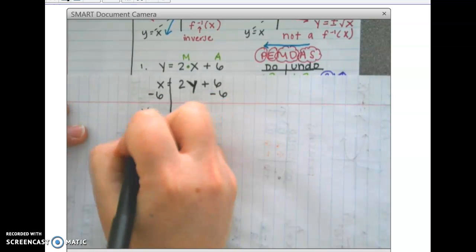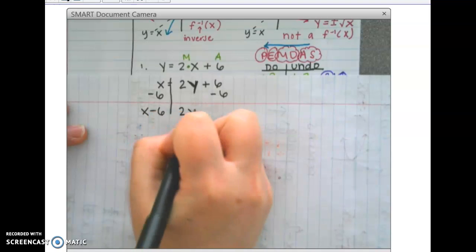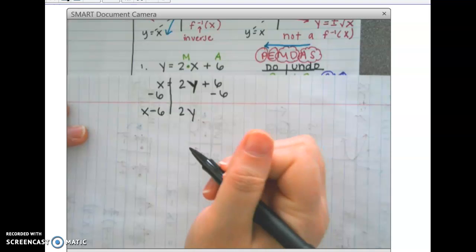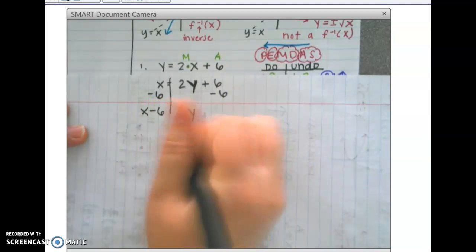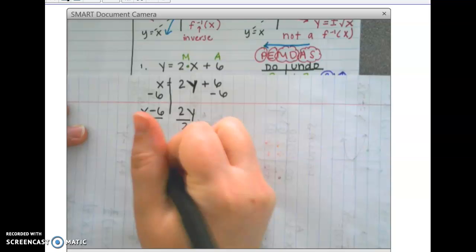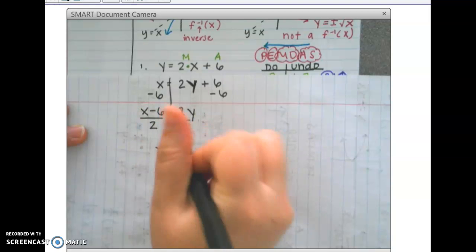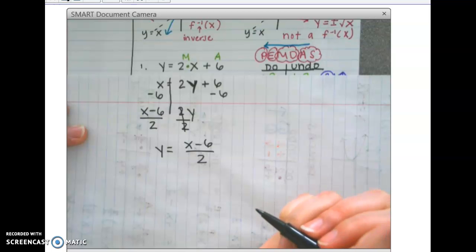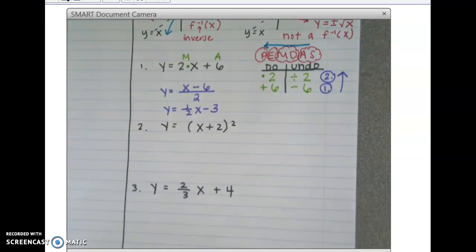So this side, I cannot combine. Those are not like terms. So that new expression is just x minus 6. And then I would divide by 2. So y is isolated, and I still have x minus 6 over 2. All right, so either way, I have no preference.